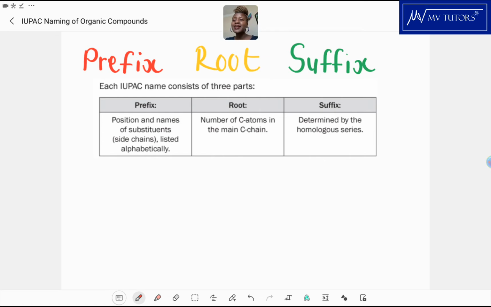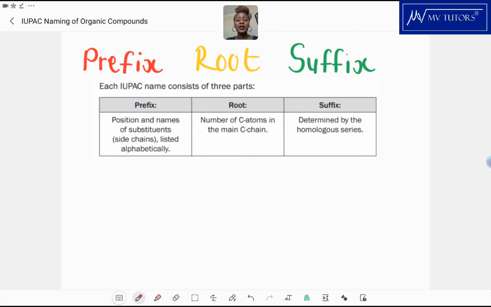Then the root depends on the number of carbon atoms in the main chain. You might have a carbon chain which has branches. You need to count which is the longest carbon chain and pick that, and from the number of carbons you'll get what the root is. And then the suffix is determined by the homologous series.